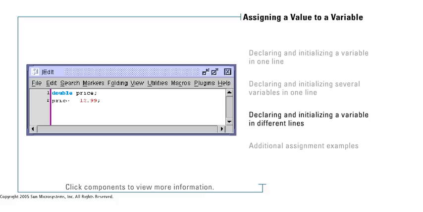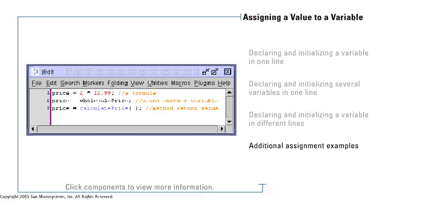Click the final link, additional assignment examples. Here is just showing that we can use formulas, for instance, to assign a value to a variable. We can also take the value of one variable, such as wholesale price, and assign it to the variable price. We may also call a method, such as calculate price, and assign the return value from the method to the variable price.